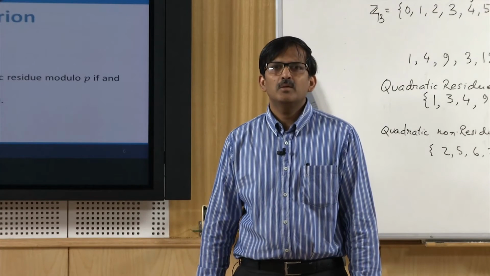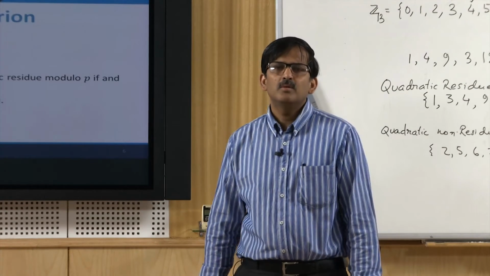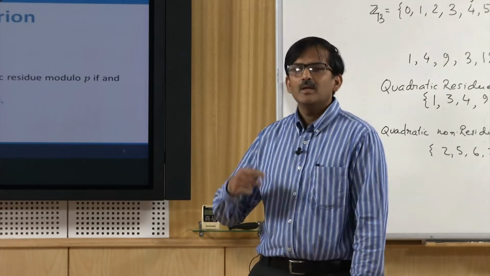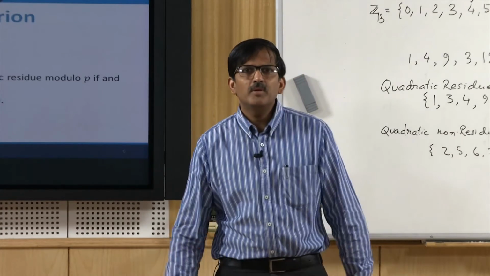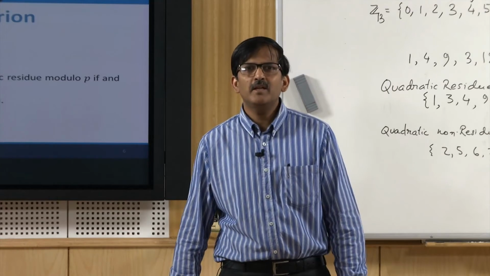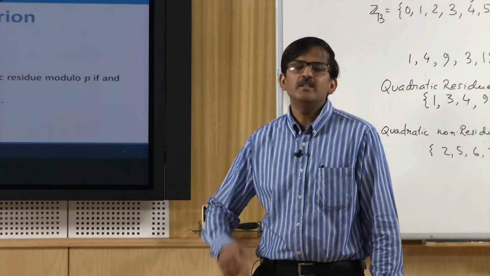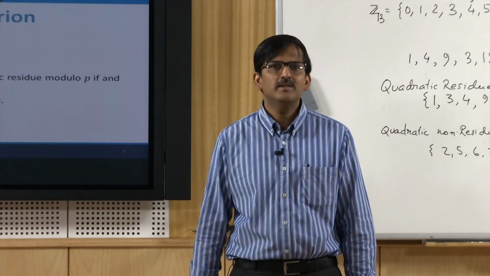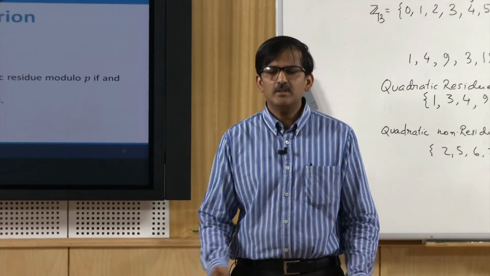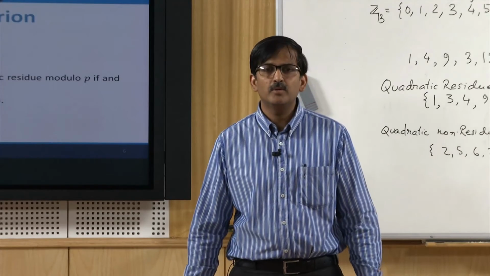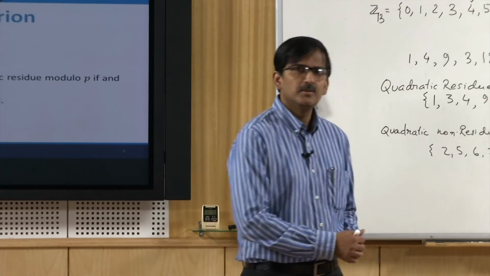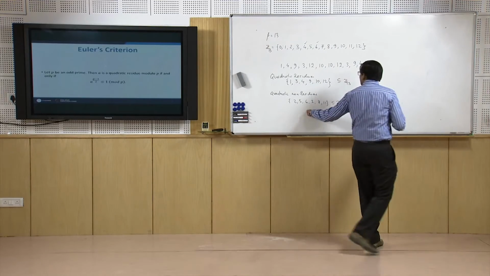number is a quadratic residue or not, take it to the power (p minus 1) divided by 2 and take modulo p, that is, reduce it modulo p. If it is 1, then it is a quadratic residue. If it is not 1, then it is not a quadratic residue. So, let us look at that.